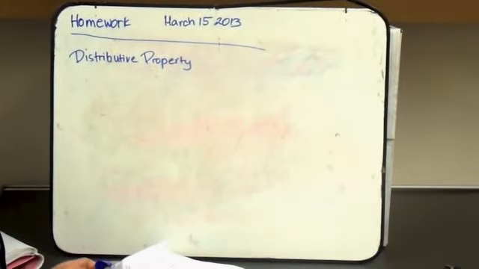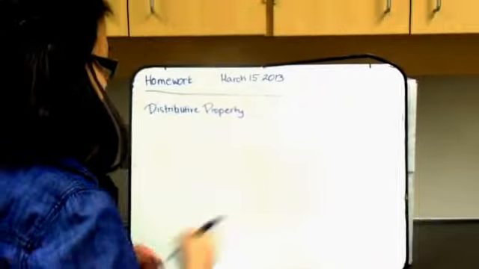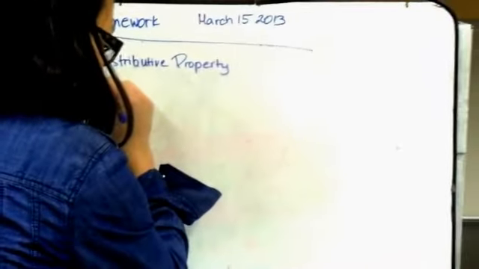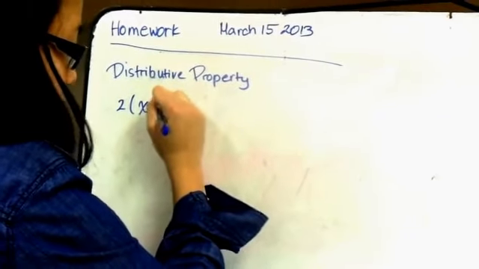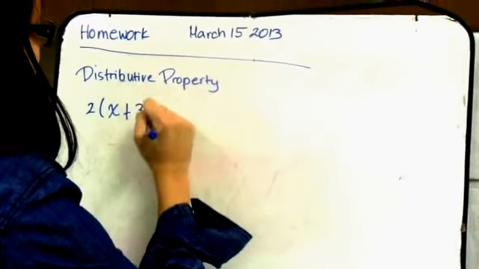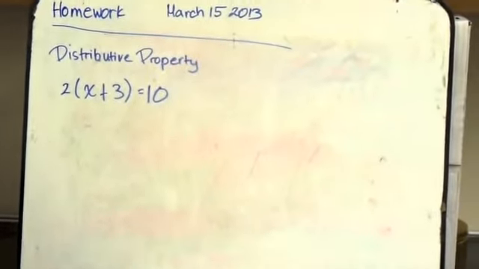Today's homework will be distributive property, and the equation we will do is 2 bracket x plus 3 bracket equals 10. Please model this and solve it.